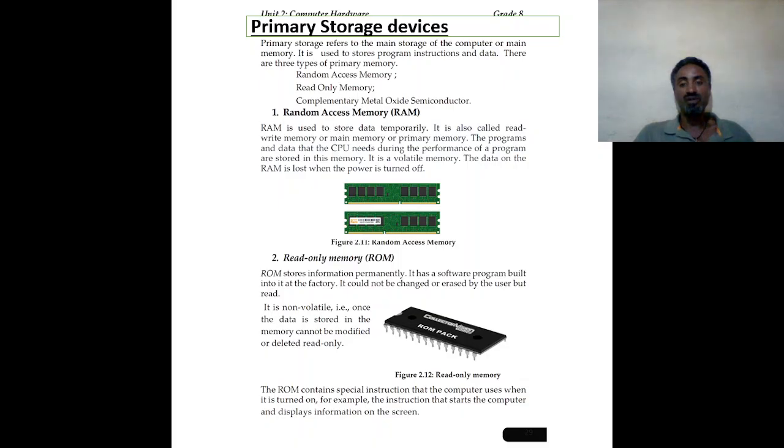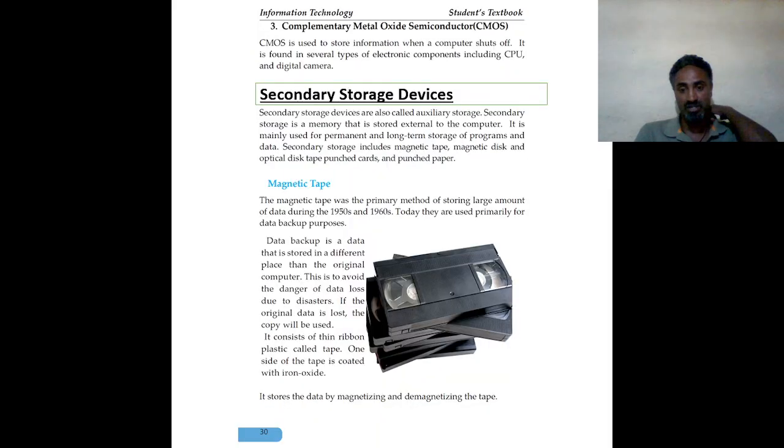For example, the instructions that start the computer and display information on the screen are stored under this type of memory. The other primary memory is complementary metal oxide semiconductor, which is the CMOS battery. The CMOS is used to store information when a computer is shut off. It works for some years. After 3 years, it will expire and we have to change the CMOS battery.